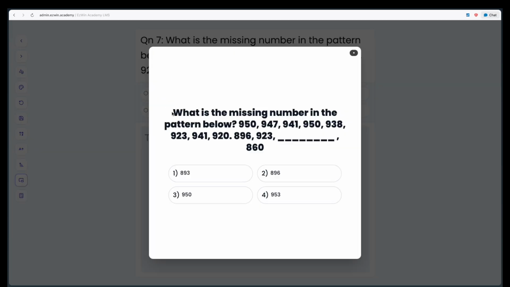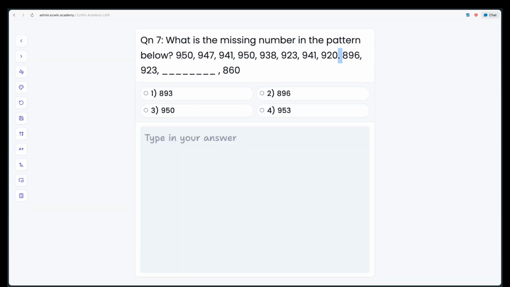Question number 7. What is the missing number in the pattern below? 950, 947, 941, so forth and so on. Okay, I don't know why there's a full stop, but this is just a comma, so just ignore that. So from here, we can write down 950 to 947. We will actually bracket minus 3. And this will give us 947.